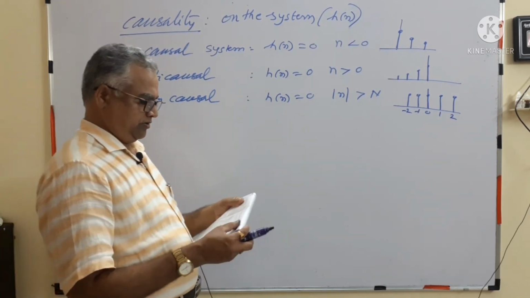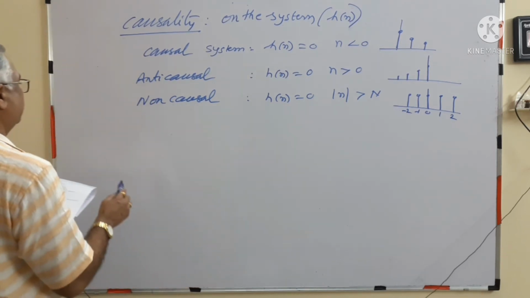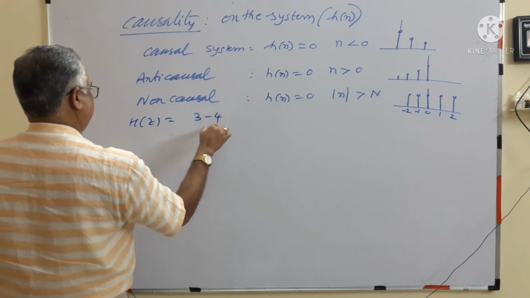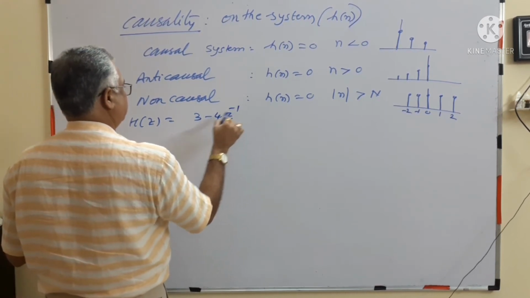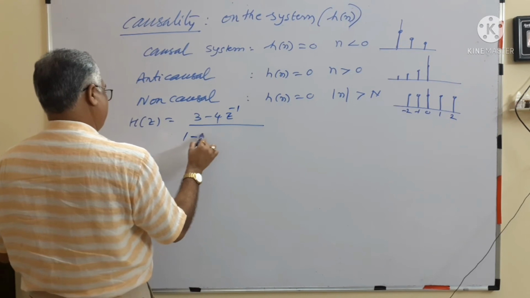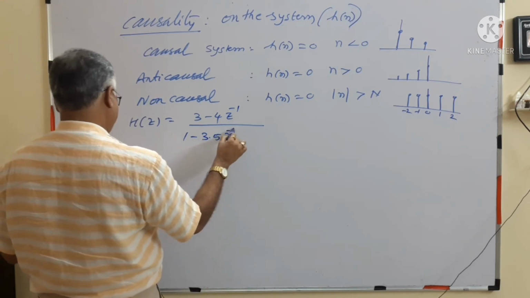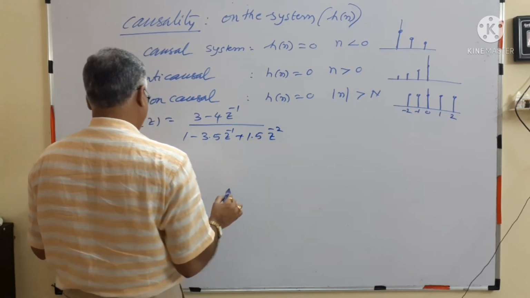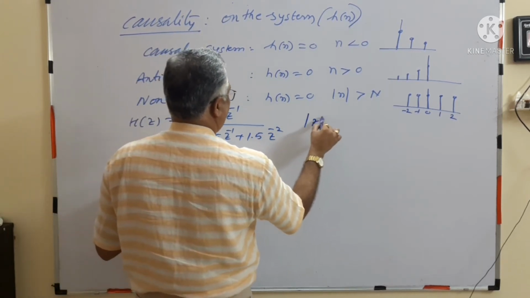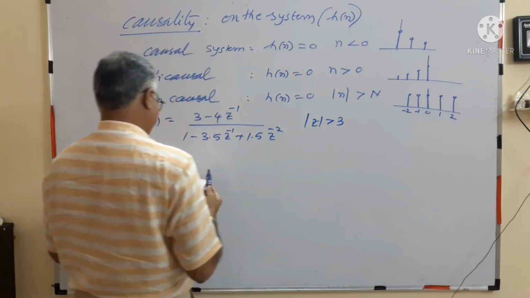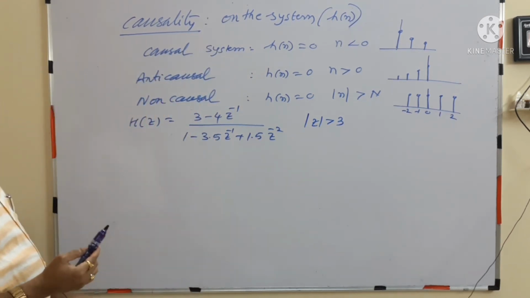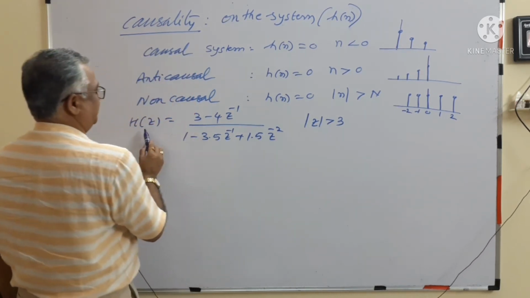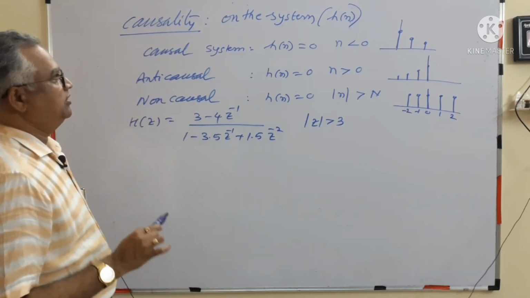So we'll go through one small example. H of z is given as 3 minus 4 z inverse over 1 minus 3.5 z inverse plus 1.5 z power minus 2, with mod z greater than 3, and test for causality. So ROC given, H of z given, test for causality.